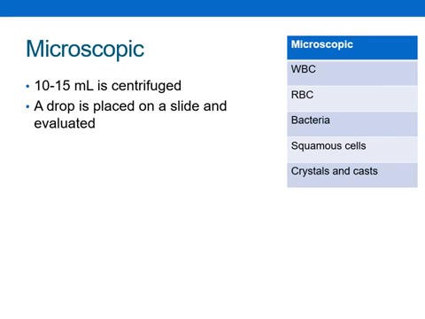The final part of the UA is the microscopic evaluation. This happens when 10 to 15 milliliters of urine is centrifuged, and then the sediment is resuspended and placed on a slide, and the slide is placed under a microscope where the evaluation takes place. This portion of the UA can identify white blood cells, red blood cells, bacteria, squamous epithelial cells, as well as crystals and casts.